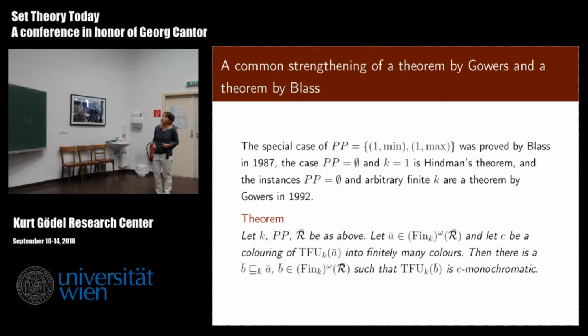The special case of value 1 and minimum and maximum fixed is in this paper I already recommended. And the case with nobody fixed and K equals 1 is Hindman's theorem. And the case with no parameters but arbitrary K and the Tetris operation accommodated, this is Gowers' theorem, where he solved something about Banach spaces. So let's read the theorem.